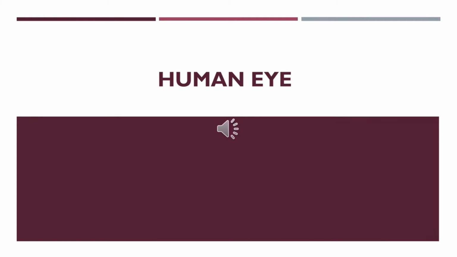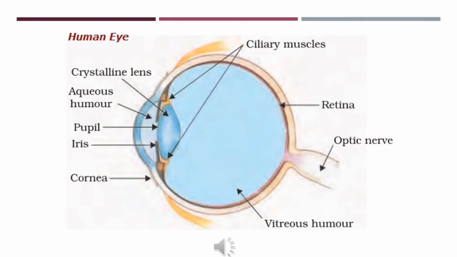Hello students, so we are going to learn about the human eye and the defects of its vision and their correction in this video. So the human eye is used to sense colors and look at the beautiful world. It is the most significant and sensitive sense organ. So let us first discuss the components of the human eye.